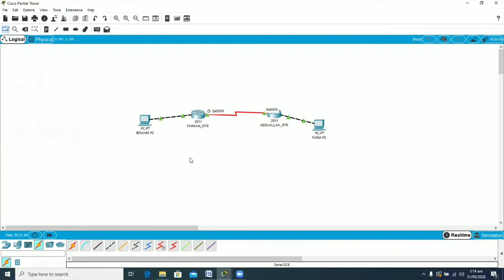Many more things are going to be coming in your way in our course, inshallah. So in the next lab we will be dealing with the telnet and the SSH configuration along with the AAA authentication.